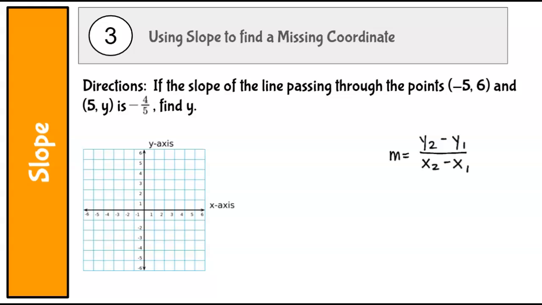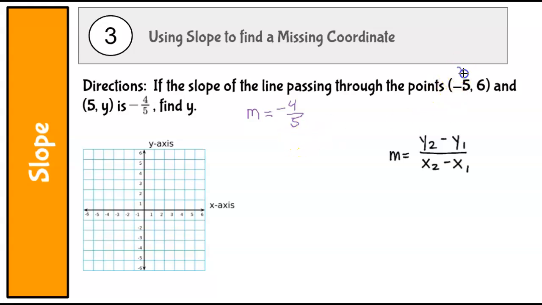So first of all, it says if the slope of the line passing through these points is -4/5. So the slope is -4/5. Whenever you see in a problem that it is giving you the slope, write it down and label it m. So I know that m is -4/5.